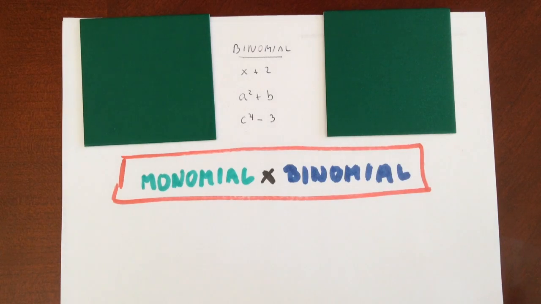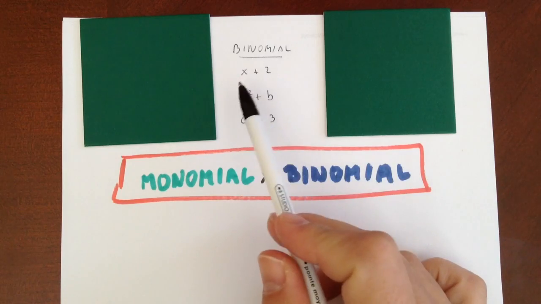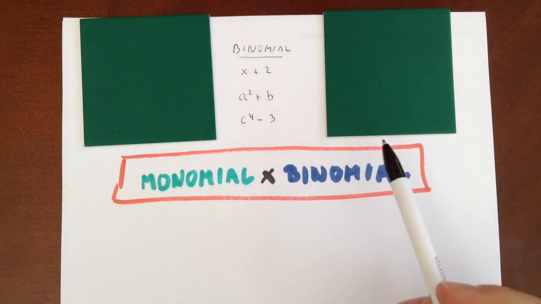Multiplying a monomial times a binomial. So first of all, what's a binomial? A binomial means you're going to have two terms. The bi is for the two, and the nomial is for number of terms.